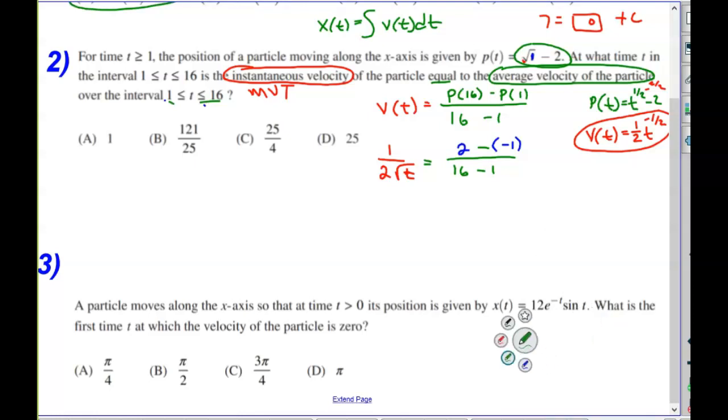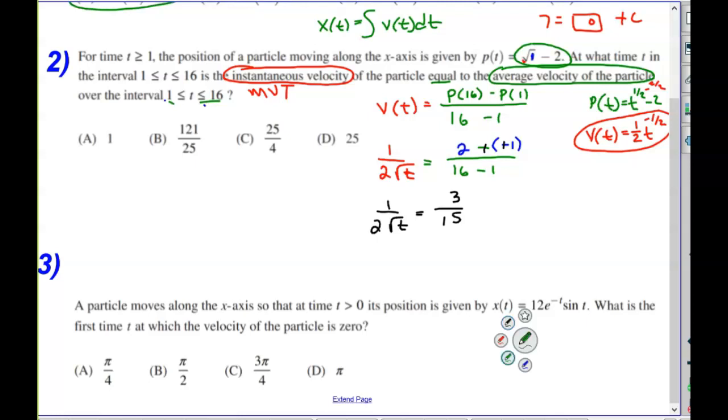Okay. So, how do I solve this? Sometimes we get kids who are at this spot, and then they kind of melt down. It's like, oh man, how do I solve this? Well, let's just simplify really quick. So we get 2 minus a negative 1, which is 3, and 3/15.